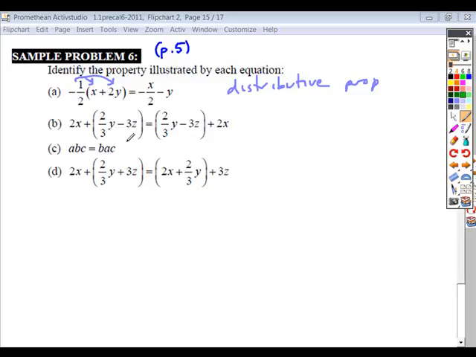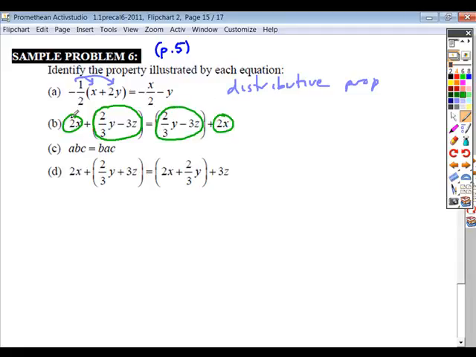Okay, when you look at this, you have three things. So a lot of students will see the three things and think associative. Okay, but when you look at these three things, you have this grouping right here. So is the grouping the same or does it change? It's the same, right? So really we only have two groups of things.